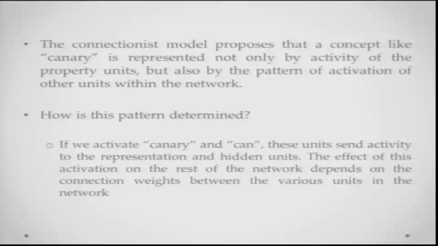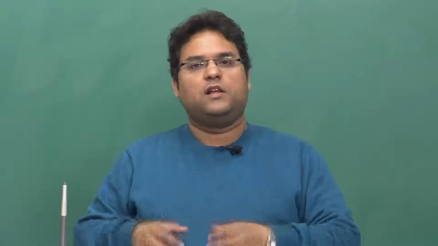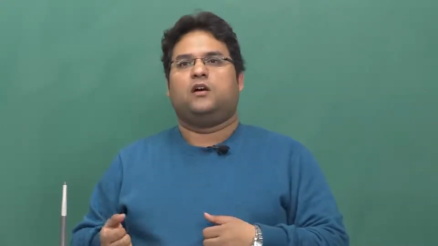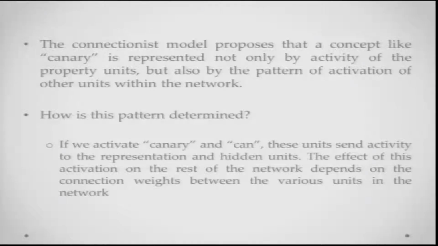Now the connectionist model proposes that a concept like canary is represented not only by the activity of property units, but also by the pattern of activation of other units within the network. So it's not that there's only one concept in the entire network with just properties associated with that concept. There are other concepts as well, and sometimes these other concepts and their processing might be able to influence the processing in this model. So how is this pattern going to be determined?